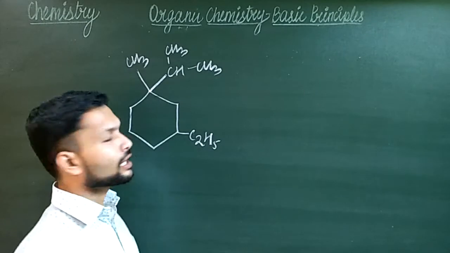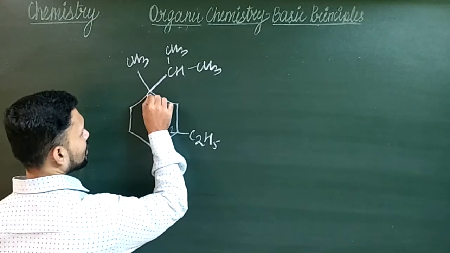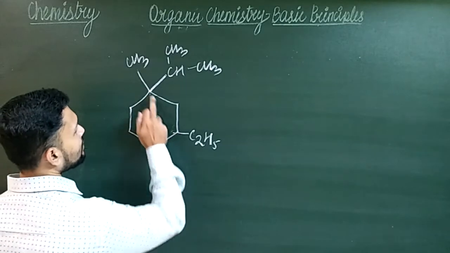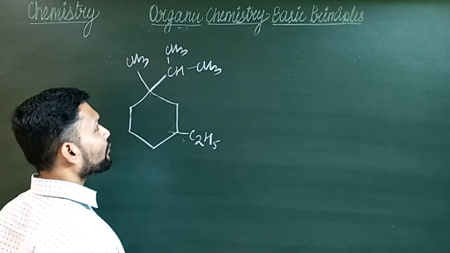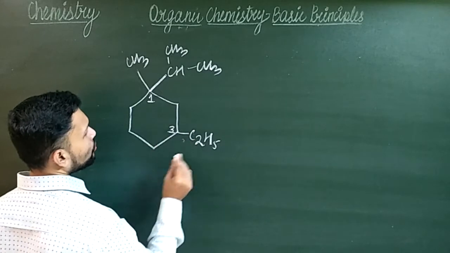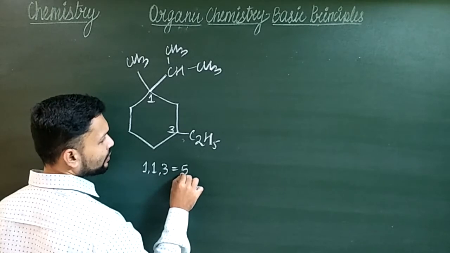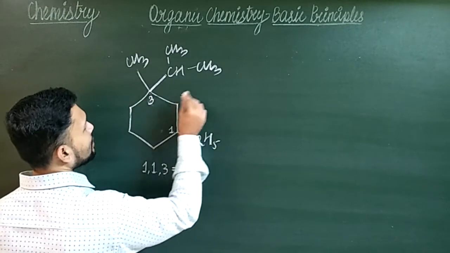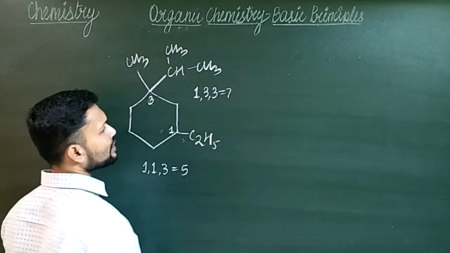Rule number 2, we have to number it now. Have a look over here. I can number it 1, 2, 3. If I see on which locants the branches are present, it's 1 and 3 or 1 and 3. Now from which end should I number it? You have to follow the lowest locant rule. If I put 1 over here, 2 and 3, the locants are 1, 1 and 3, so the total comes as 5. But instead, if I make this 1 and this 3, then the locants will be 1, 3, 3, which adds up to 7.